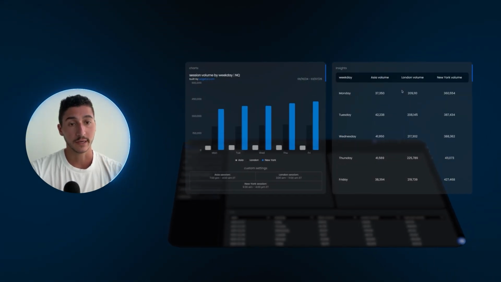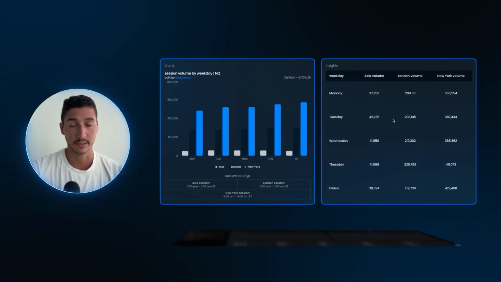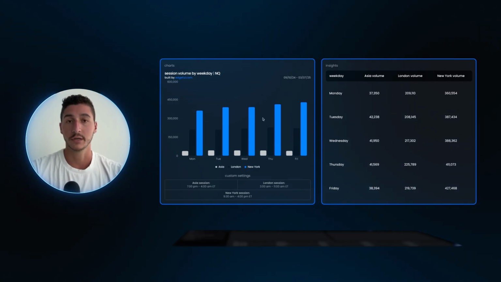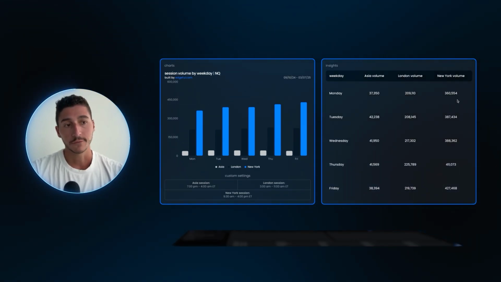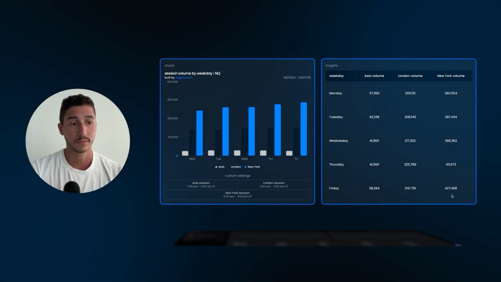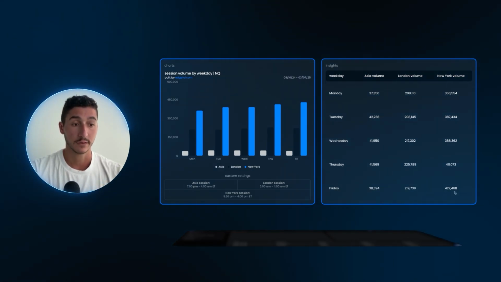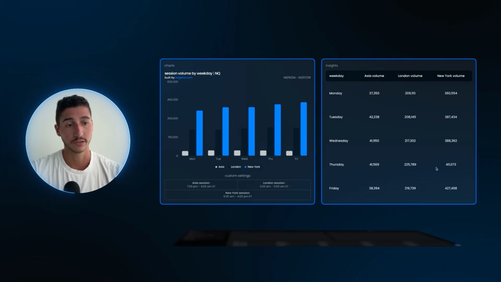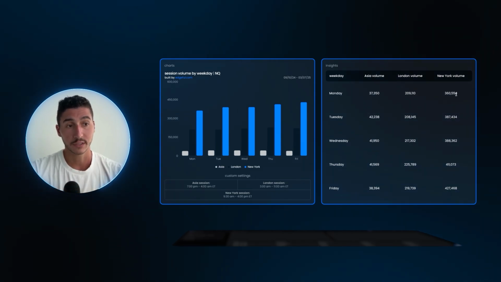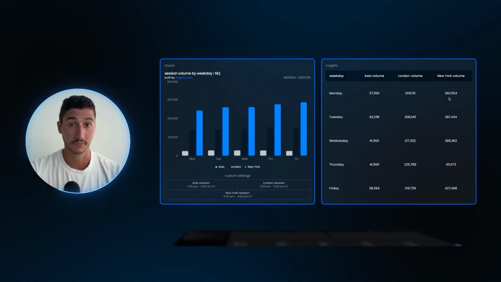It is very important to understand how much volume there is and how it differs between each session and by weekday. So let's just look at the New York session for a second. If you look at this by weekday, you can see that Mondays have the lowest volume of any weekday, and then Fridays have the highest volume. This goes from Friday, which is an average of 427,000 contracts in the last 6 months, to 360,000. This is almost a 20% difference in volume.